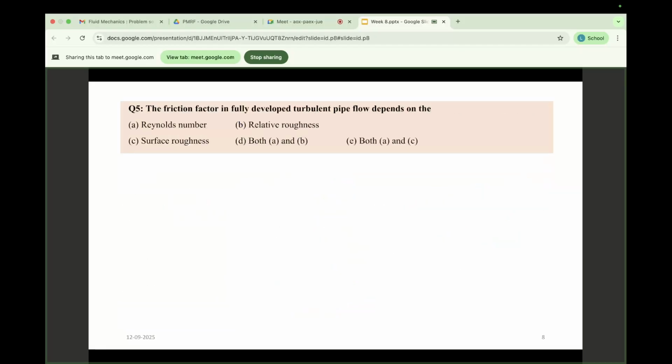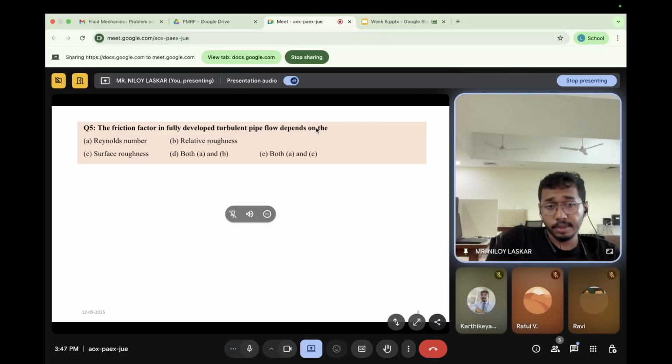So I'm moving to the next question. This is another theoretical question, where it is asked what the friction factor in a fully developed turbulent pipe flow depends on. The previous one was a laminar flow, but this one is for turbulent flow, so do not get confused. Please try to answer this one. I am giving you 1 minute.